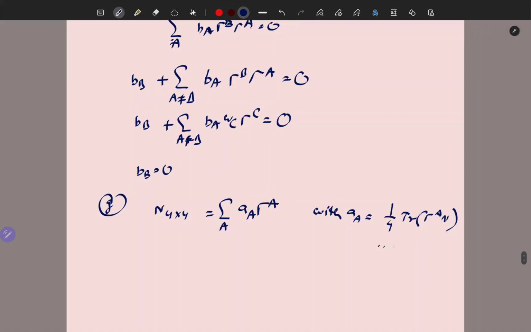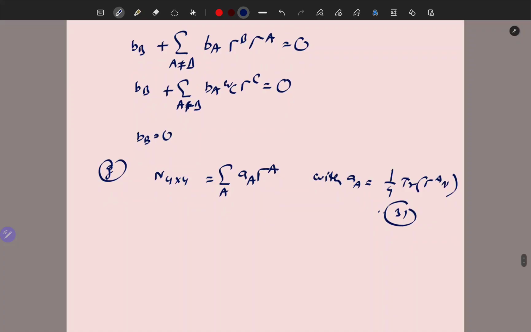The two sets of gamma matrices satisfy equation number 23. They are gamma mu and gamma prime mu respectively. The S in equation number 24 can be written as S equal to summation over J from 1 to 16 of gamma prime J F gamma J, where F is an arbitrary 4x4 matrix. This is equation number 32.